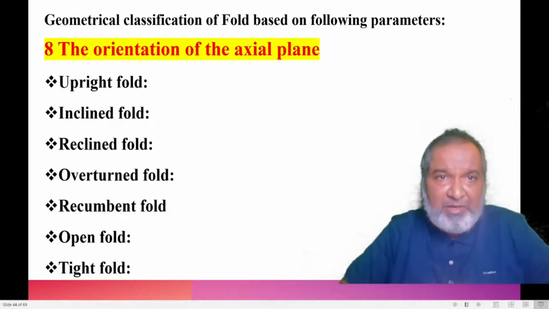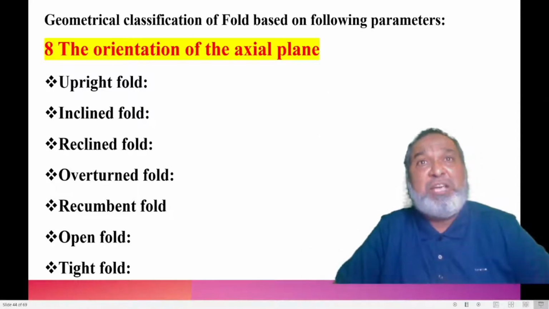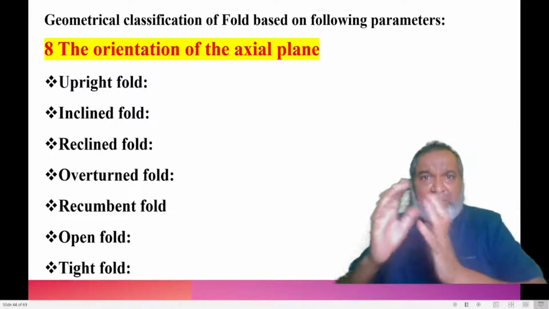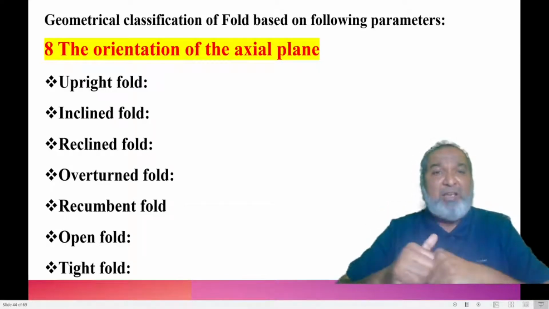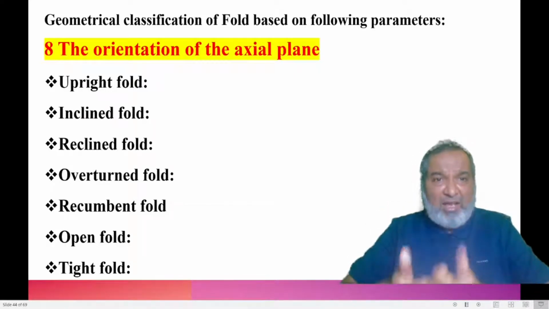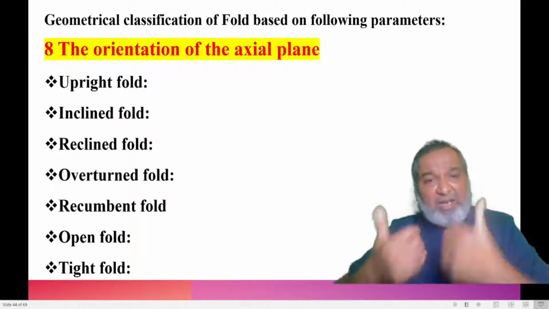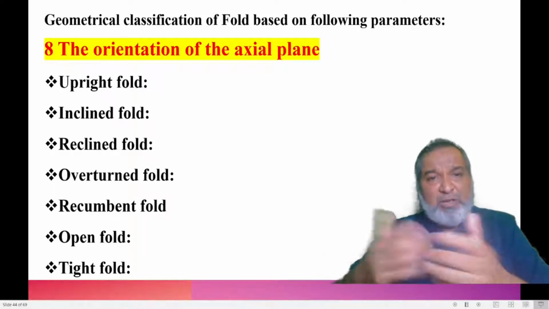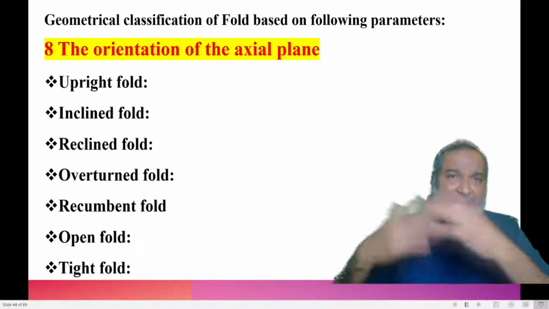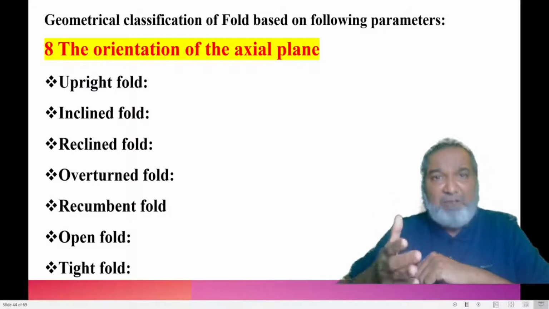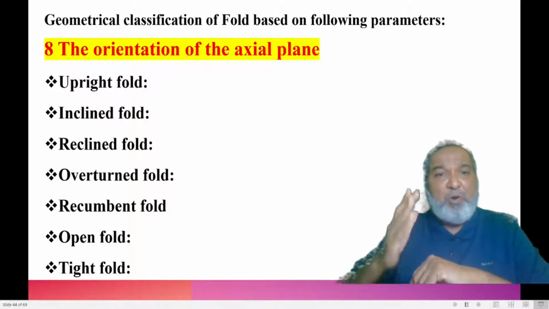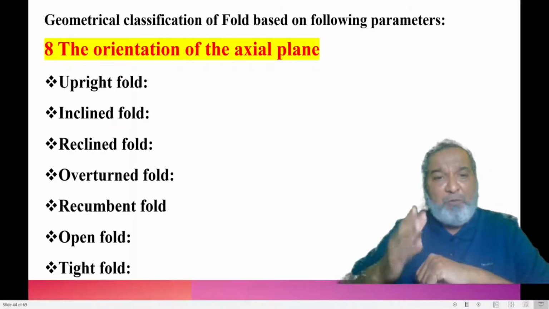Number 8 parameter: the orientation of the axial plane. On the basis of how the axial plane is oriented, we have upright, inclined, reclined, overturned, recumbent, open, and again the tight fold. So closed and open folds are again coming in this category also. So: upright fold, inclined fold, reclined fold, overturned fold, recumbent fold, open fold, tight fold.